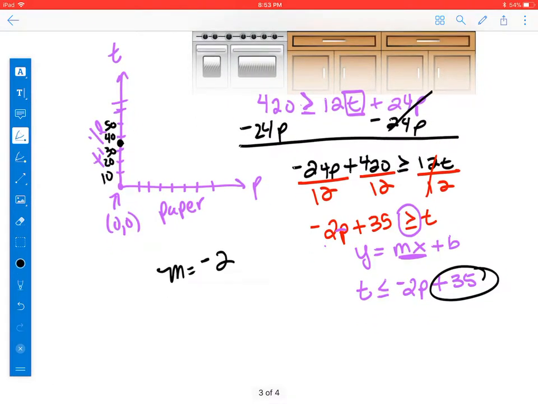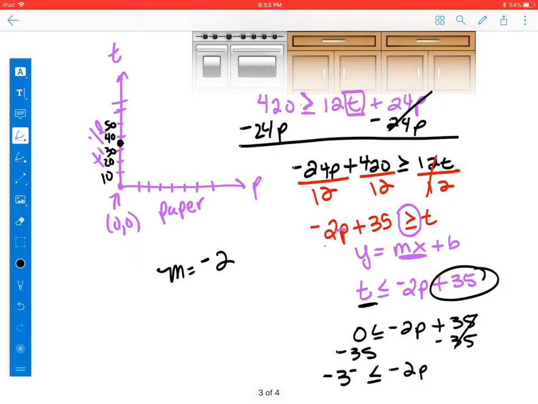Now I'm just going to do a rough estimate. I need to find what my x-intercept is. If I need to find my x-intercept, I'm going to plug in 0 for my value of t. So 0 is less than or equal to negative 2p plus 35. I'm going to subtract 35 from both sides. So negative 2p is less than or equal to negative 35. And I divide by negative 2, divide by negative 2.